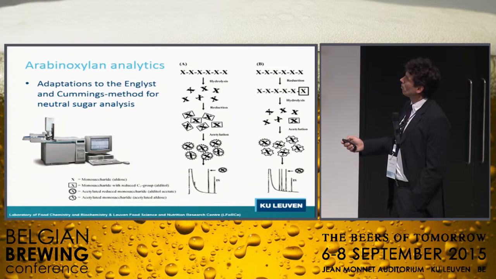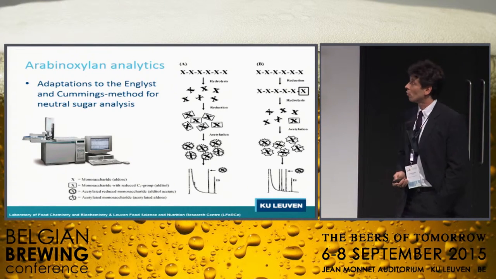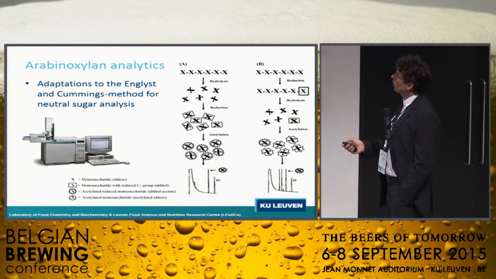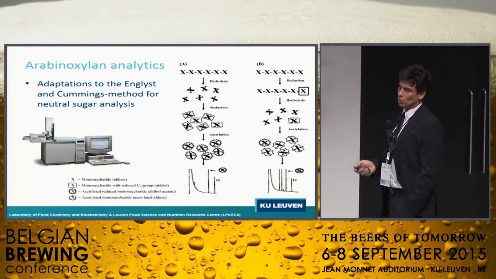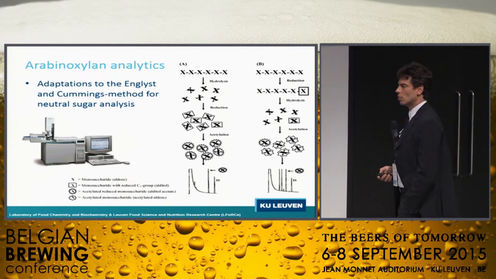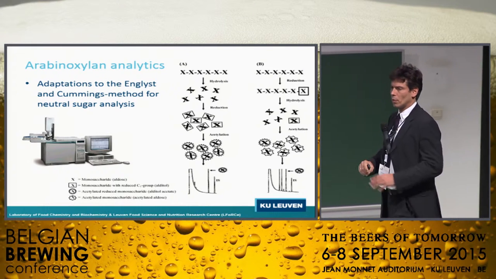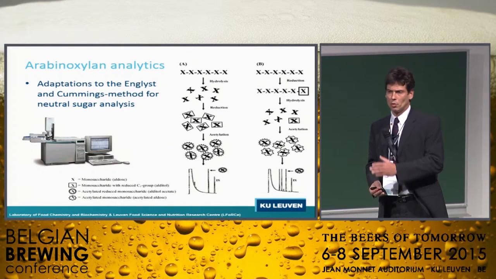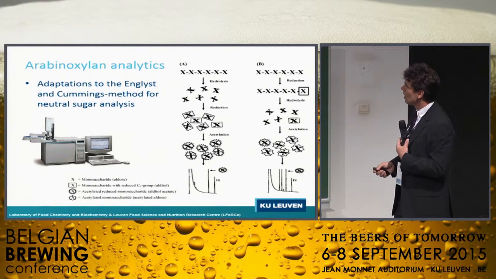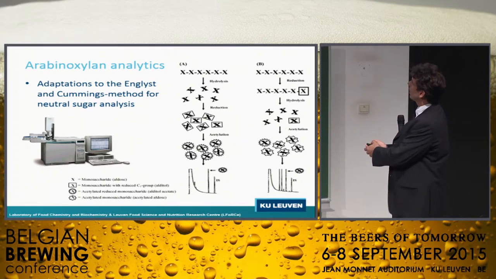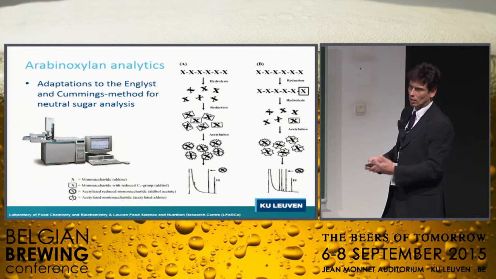We adapted a method, the very typical Englyst and Cummings method from 1984, I think. And we adapted it in such a way that you can not only measure total sugar content, but also single reducing ends. Most reducing sugar analyses are colorimetric methods, which do not allow you to distinguish between reducing xylose, reducing glucose, reducing arabinose, or whatever. So we adapted this method, so at the end we know how much reducing xylose we have, reducing arabinose, and so on. So we can play with it.